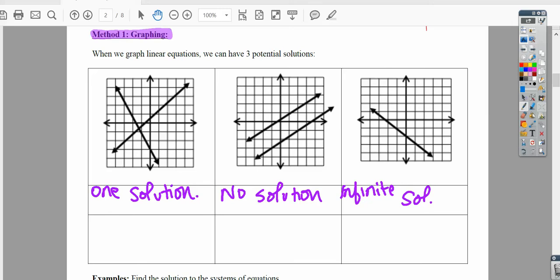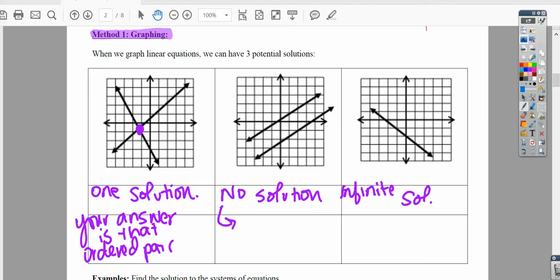When you have one solution, your answer is that ordered pair. It's that ordered pair where those lines meet. It's that point right there. If I have no solution, my answer is no solution. And if I have infinite solutions, my answer is infinite solutions.